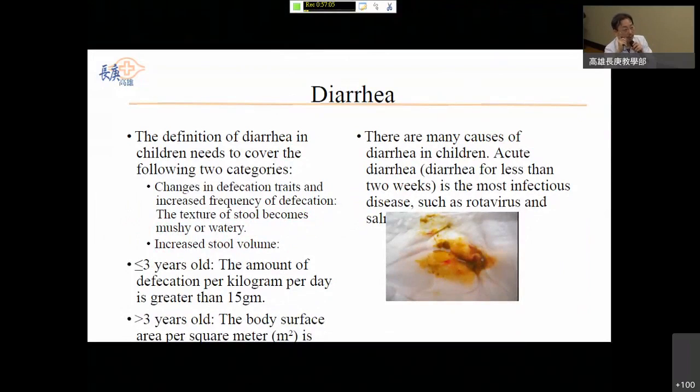And the second category is the increase of stool volume, okay? Take for example, for a child less than or equal to 3 years old, if the amount of defecation is greater than 50 gram per kg per day, we can say it's diarrhea, okay?